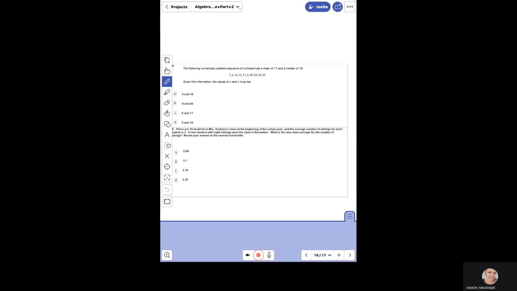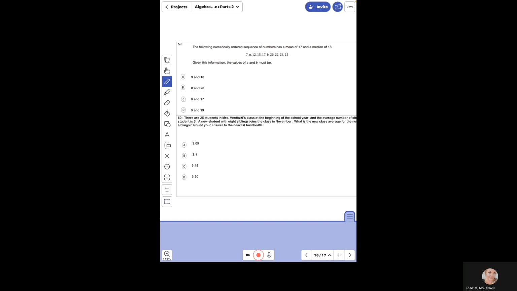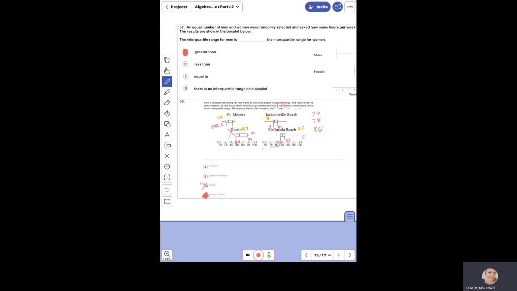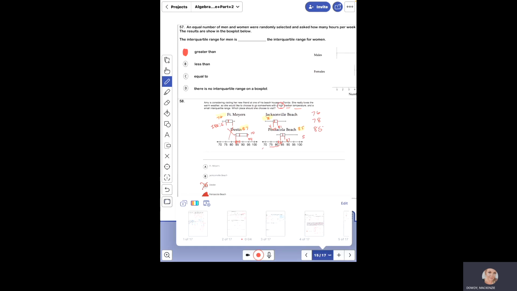58. Oh, where did 58 go? Must have been on the other page. Oh, that was 58. Yay. That means we're one problem closer to the end.